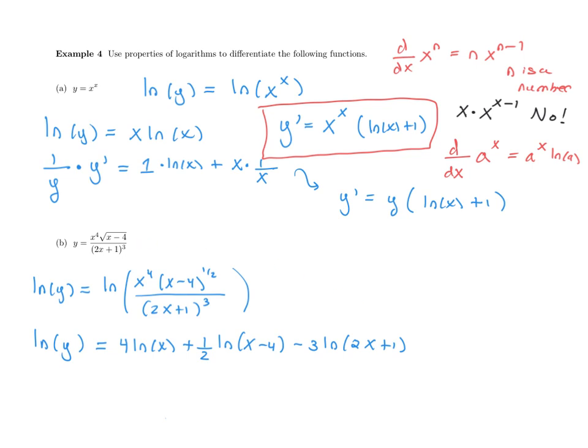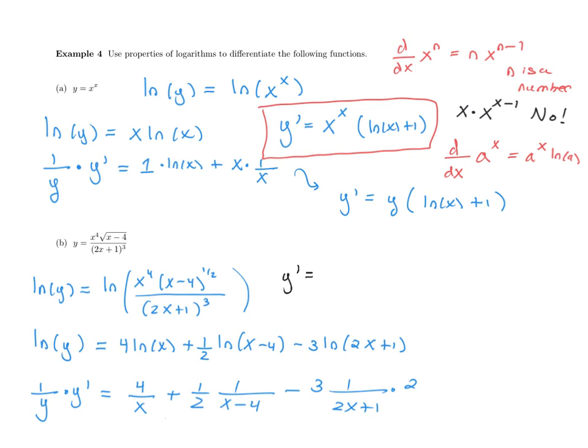On the left, the derivative of the natural log of y is 1 over y times y prime. And on the right, we get 4 over x plus 1/2 times 1 over x minus 4 minus 3 times 1 over 2x plus 1 times 2, where this 2 came from the chain rule, the derivative of this thing. To get our final answer, I'm going to multiply the y to this side. Now, y is equal to this, so I'm simply going to take this and place it here, and this stuff in parentheses. This is my final answer.